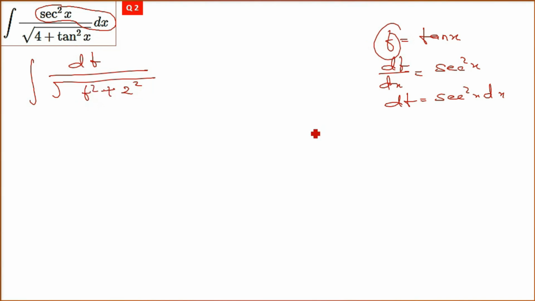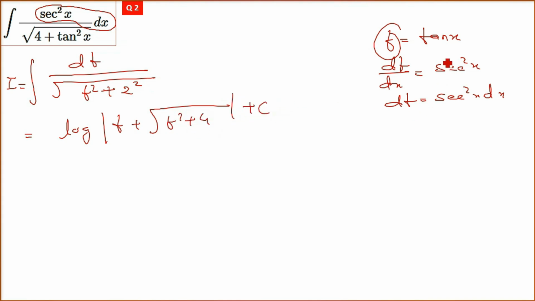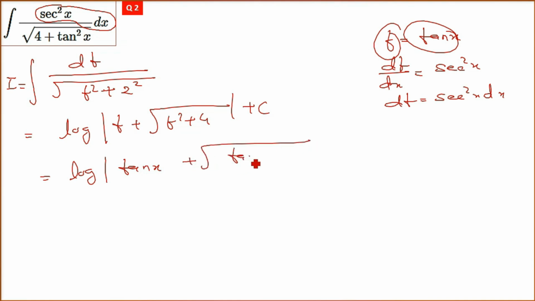So what is the formula now? Integration will be like this. The same formula I told in the previous question will be applied here. Log modulus of t plus under root, now we can just replace this t by tan square, so this will be t square plus 4, plus constant of integration. We need to replace this t by tan x now. So this will be log tan x plus under root tan square x plus 4, plus constant of integration.